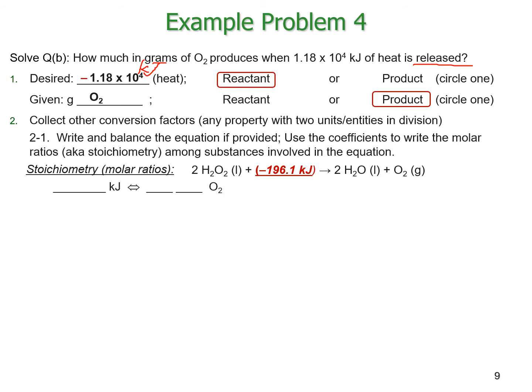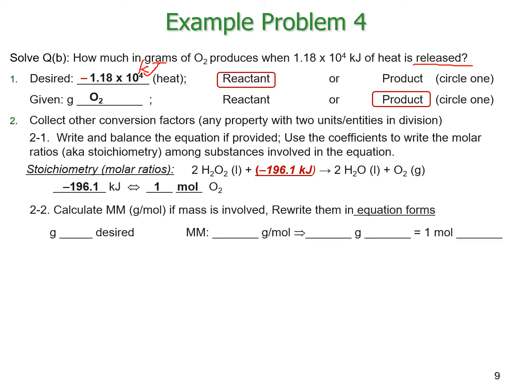From this balanced chemical equation, we can easily get the stoichiometry out of it. Negative 196.1 kilojoules equals 1 mole of oxygen. We also need the molar mass of oxygen, because grams of oxygen is what the question wants. The molar mass of O2 is 32.00 grams per mole. We write this into the equation format with units attached.